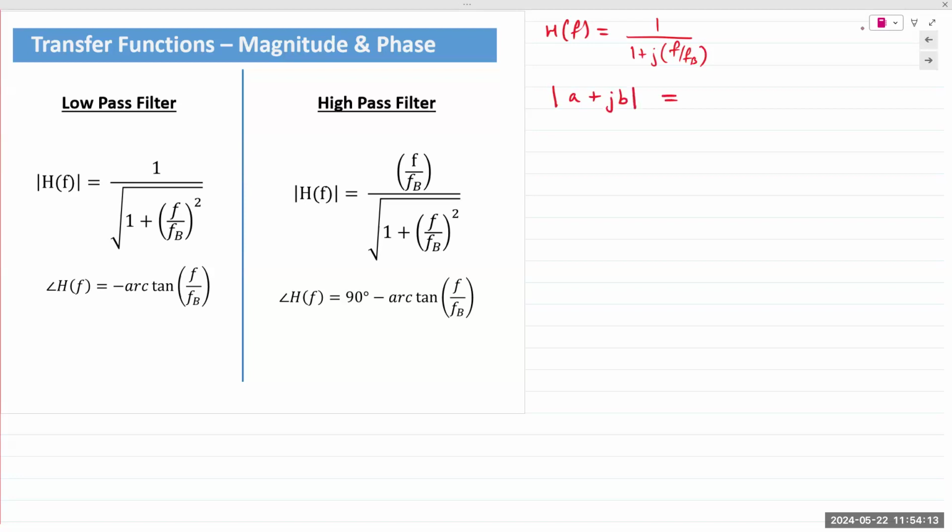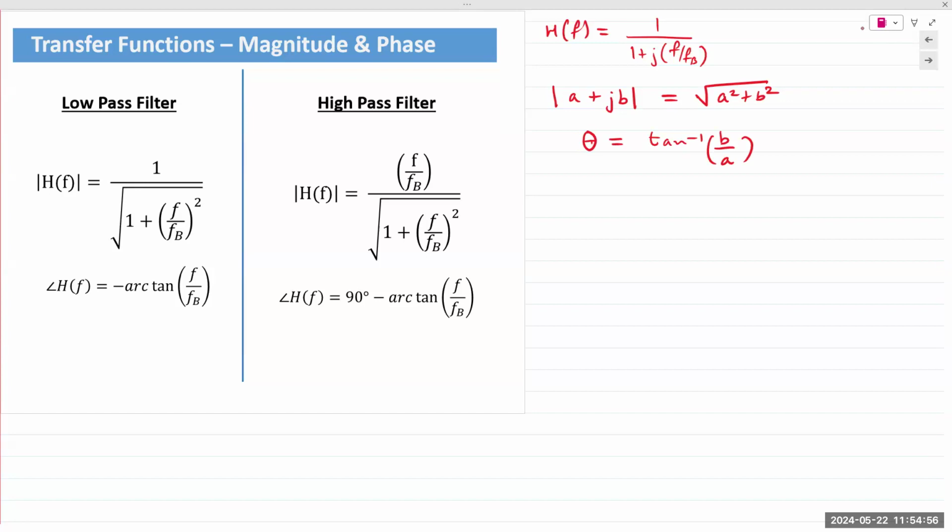we could plot it as the two sides of a right angle triangle. The magnitude of this complex number is the hypotenuse of the right angle triangle. So the magnitude of A plus jB is the square root of A squared plus B squared. And the phase is given by tan inverse of B over A, right? The two sides of a right angle triangle.